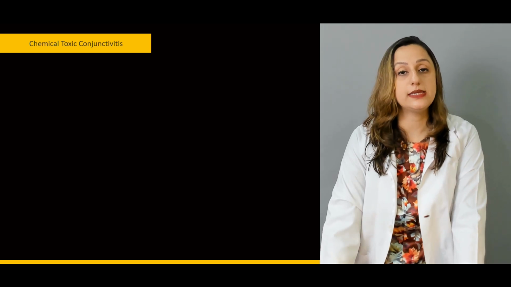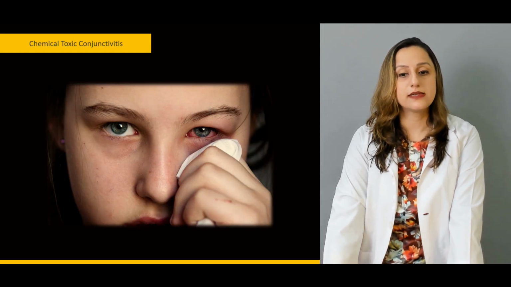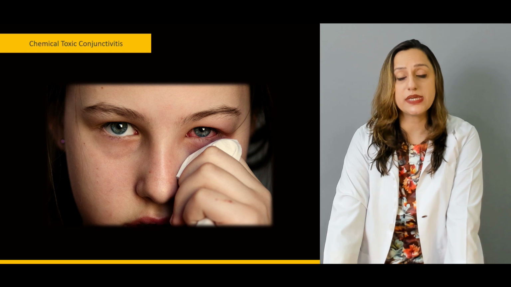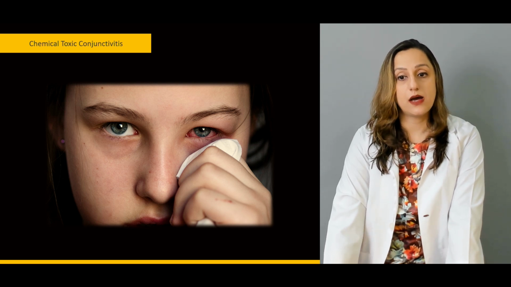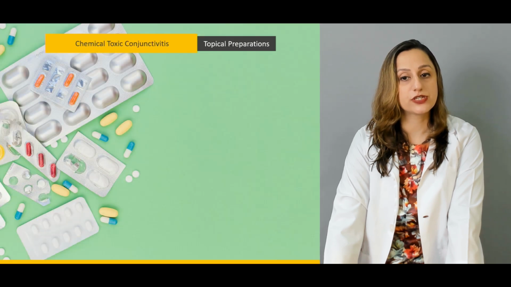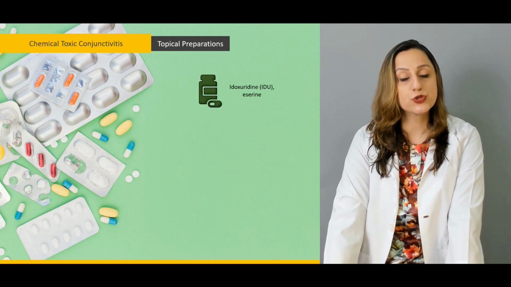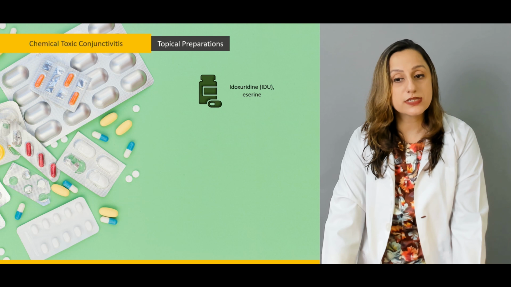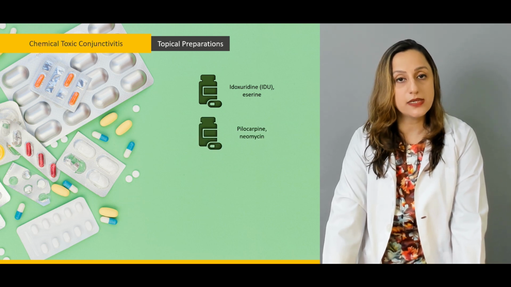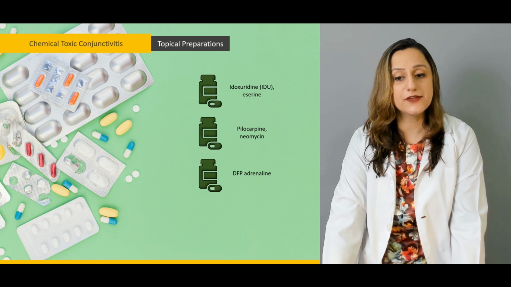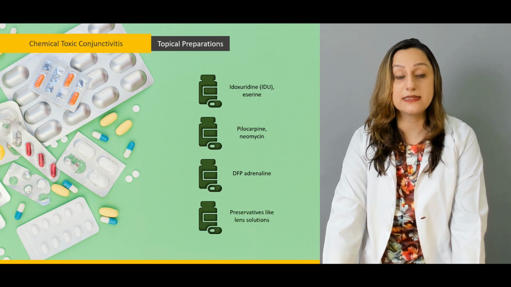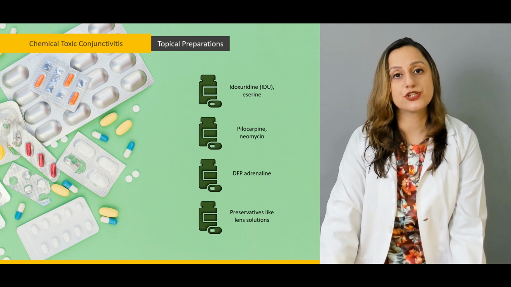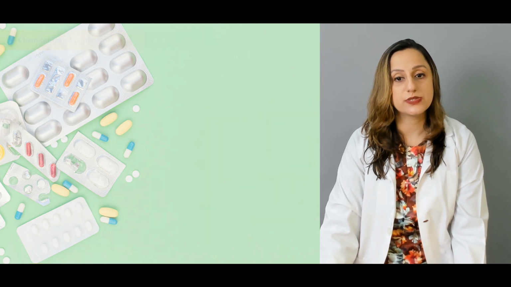Another variant includes the chemical toxic conjunctivitis, and obviously it relates to the use of different sorts of topical antibiotics or even steroidal agents. If they are used topically, they sometimes result in this kind of conjunctivitis. The topical preparations that are most notorious for the development of this kind of conjunctivitis are idoxuridine, eserine, pilocarpine, and neomycin. Then we have DFP and adrenaline, and preservatives like lens solutions can even predispose to these chemical toxic conditions arising in the individuals.